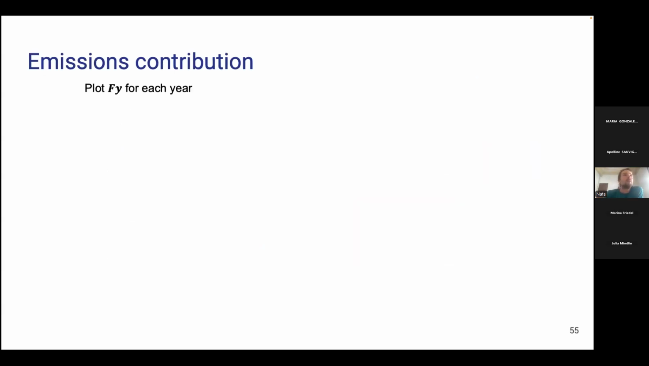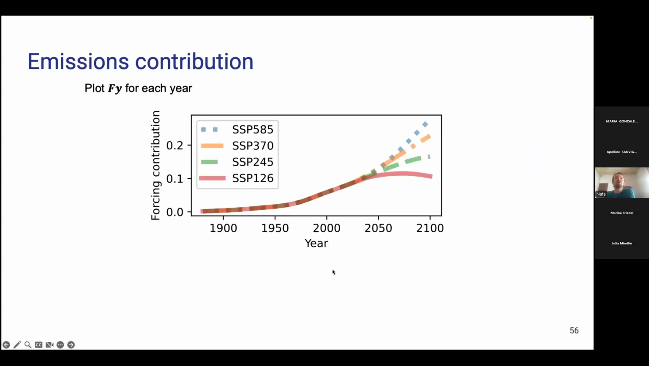So let's do some more plots of this emissions contribution. If we plot the emissions contribution for each year and look at it across different scenarios, we see for the future emission scenarios, we see on average that higher emission scenarios have higher forcing contribution, which is expected, but again, the magnitude is quite low.